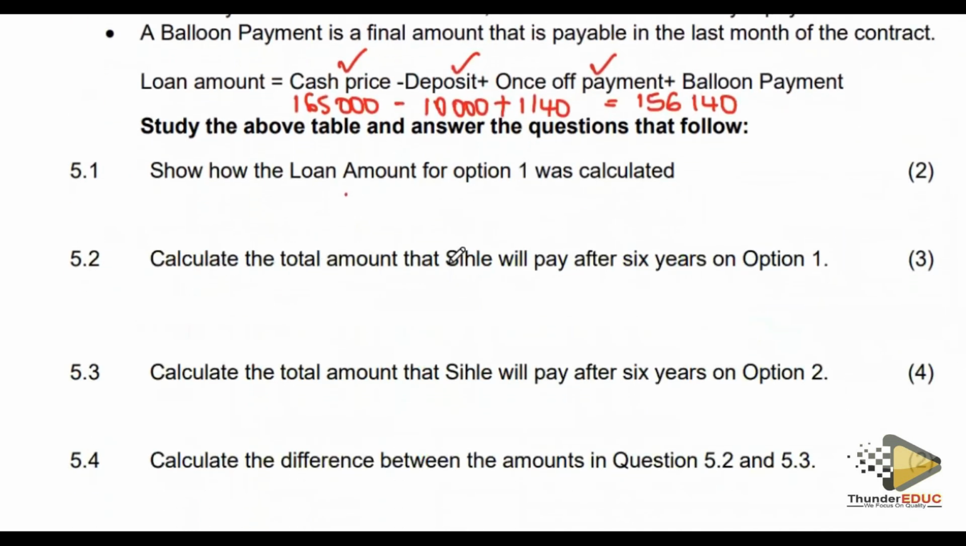Calculate the total amount that Sila will pay after 6 years in option 1. So what are we going to do? Remember, in option 1, over a period of 6 years, we need to turn it into months. Why do we turn it into months? Because the person paid monthly installments. So first and foremost, we shall go to the table.